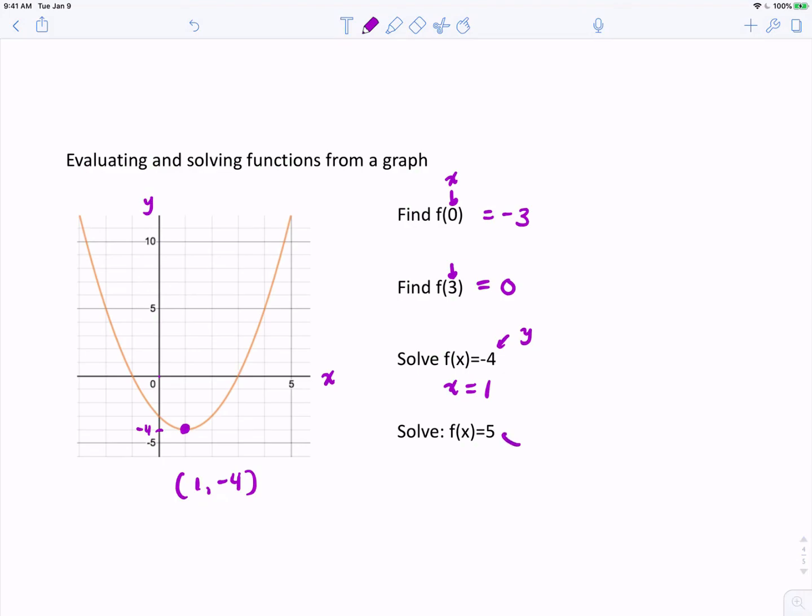Similarly, we're going to look for the y value of 5. So when the y value is 5, what's our x value? We can see this is the point (4, 5). And so when y is equal to 5, our x value is equal to 4.